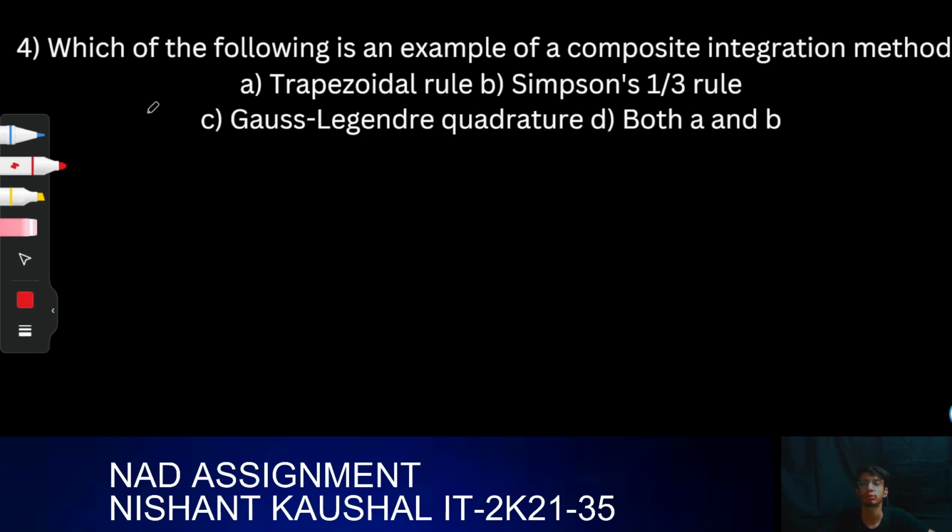Let us solve question number 4. Which of the following is an example of a composite integration method? A. Trapezoidal rule, B. Simpson's rule, C. Gauss-Legendre quadrature, or D. both A and B.